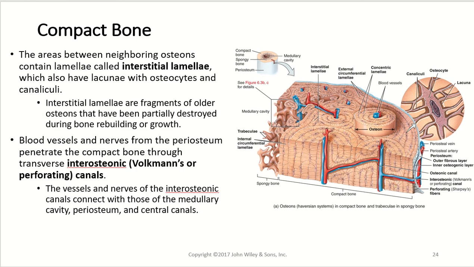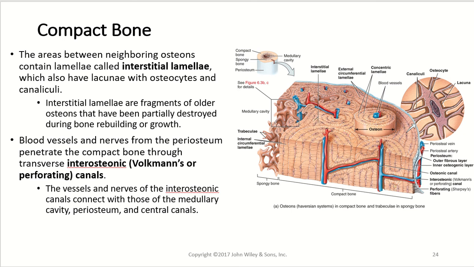The area that's in between the neighboring osteons is going to contain lamella, and this is called interstitial lamella, which is also going to have lacunae with osteocytes and canaliculi. The interstitial lamella are going to be fragments of older osteons that have been partly destroyed during their bone rebuilding process. And so you can kind of see some of these here. They're interstitial lamella. They're not quite so round anymore.